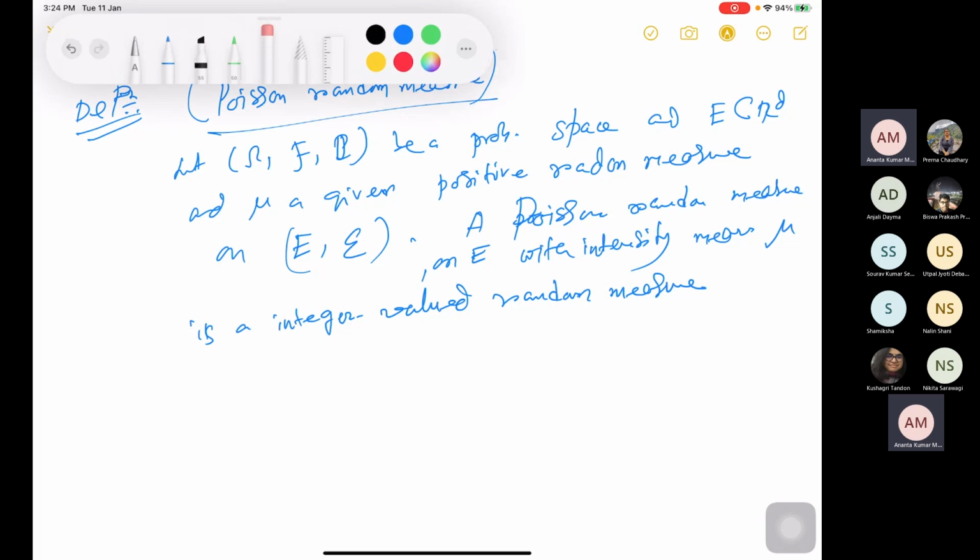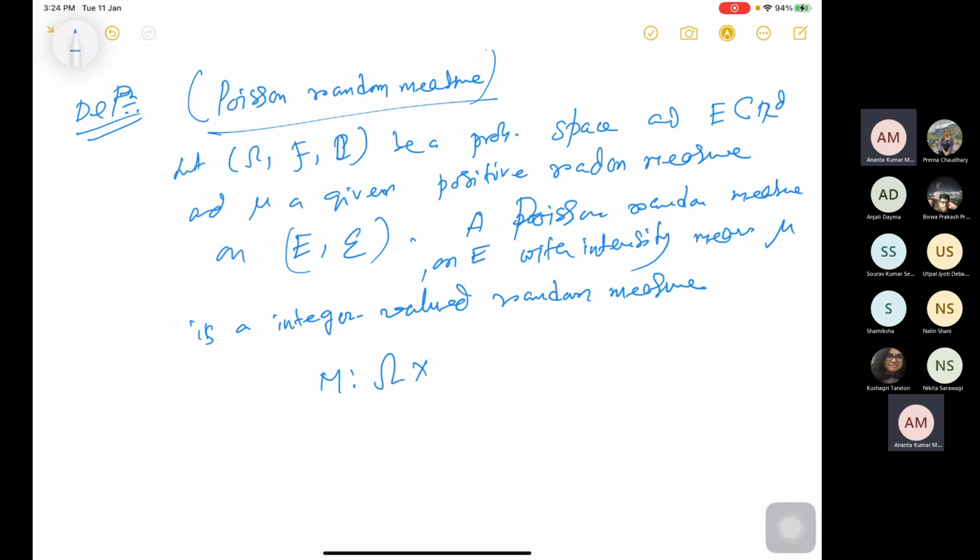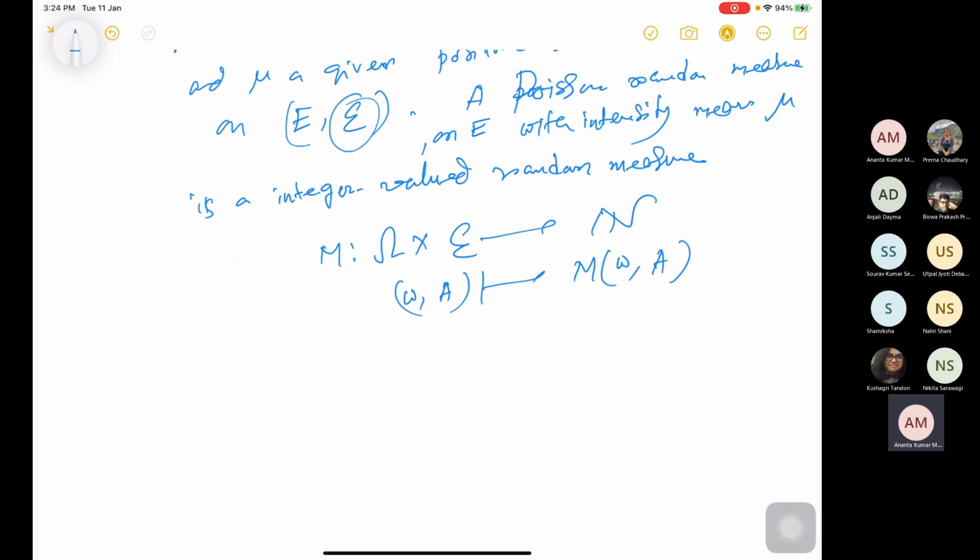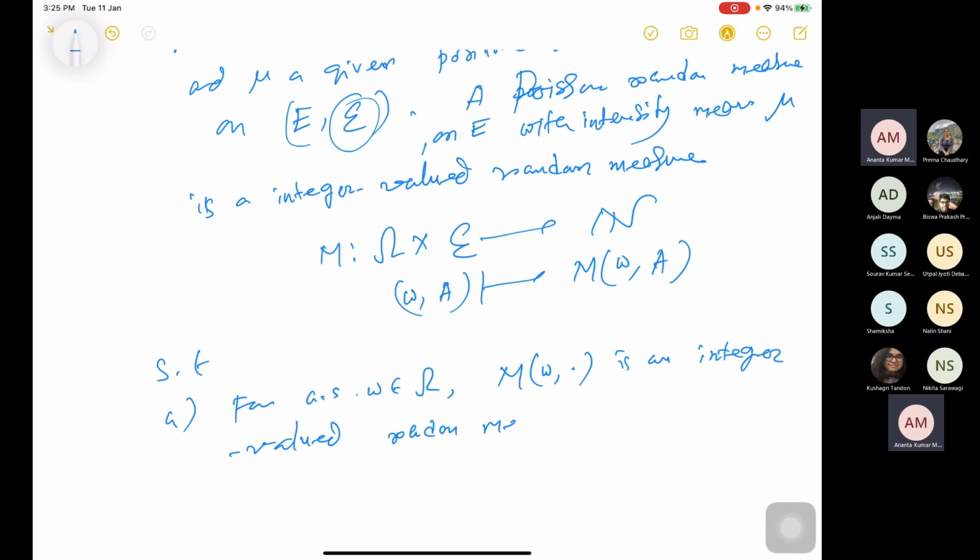So I can think of my M as a function from Ω × 𝓔 to the natural numbers, where (ω, A) goes to M(ω, A). Exactly the same notation, but here in a general case, no Poisson process comes into the picture, such that I have these three conditions. First, for almost surely ω in Ω, M(ω, ·) is an integer valued Radon measure on E.